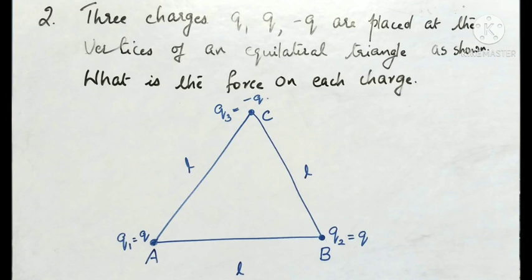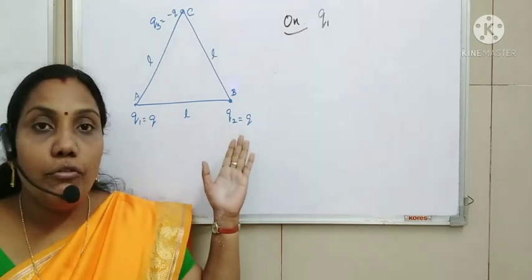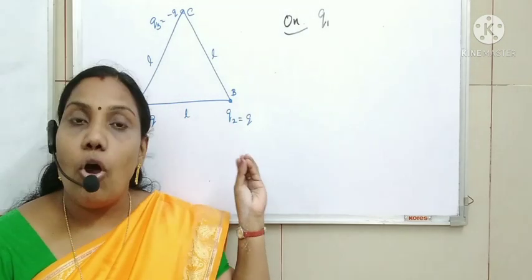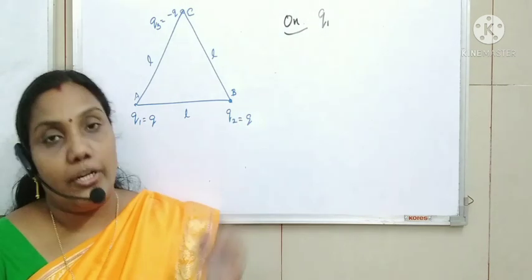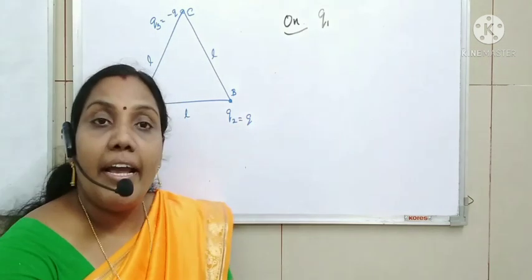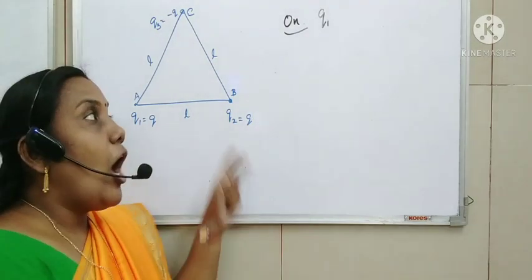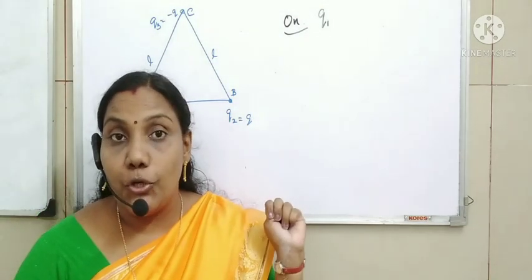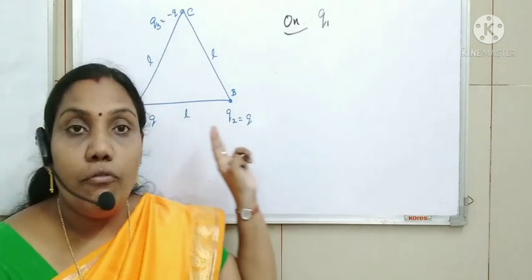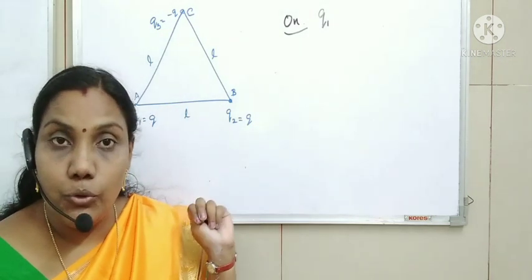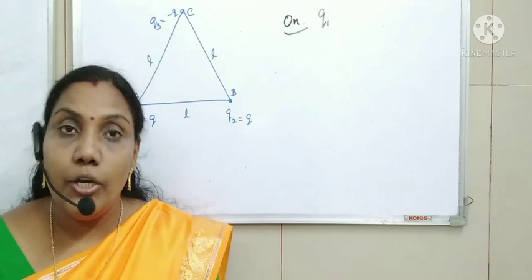Second question: three charges Q, Q, minus Q are placed at the vertices of an equilateral triangle as shown. What is the force on each charge? According to the question, we have to find out the force on the charges Q1, Q2 and Q3. First we can find out the force on the charge Q1. How many forces are there acting on the charge Q1? There are two forces: force acting on Q1 by Q2, and force acting on Q1 by Q3.